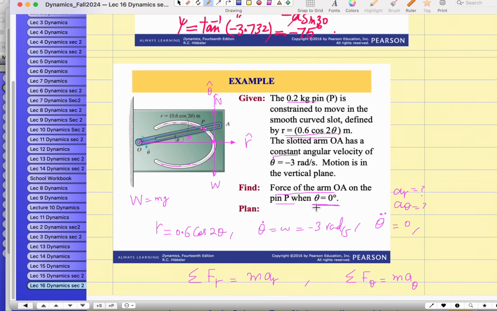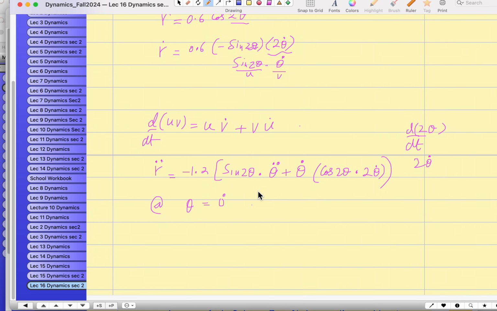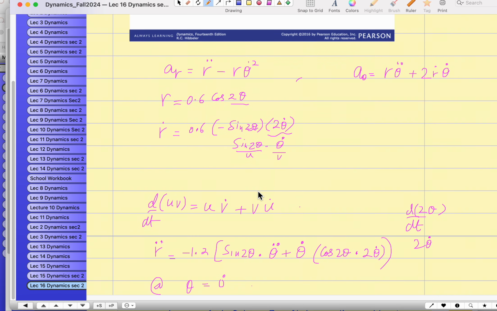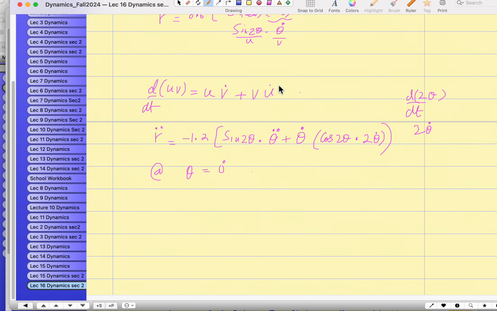do everything at this picture, which is particle is right over here in the slot. So I will make a slot here. So when the slot brings it over here at an angle theta equals 0 degree, what is AR and what is, this is my concern. So what is AR, let's find out what is AR first. So AR equals R theta double dot minus R theta dot square.